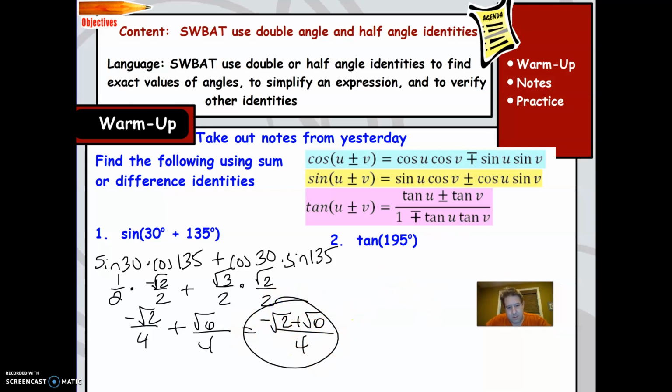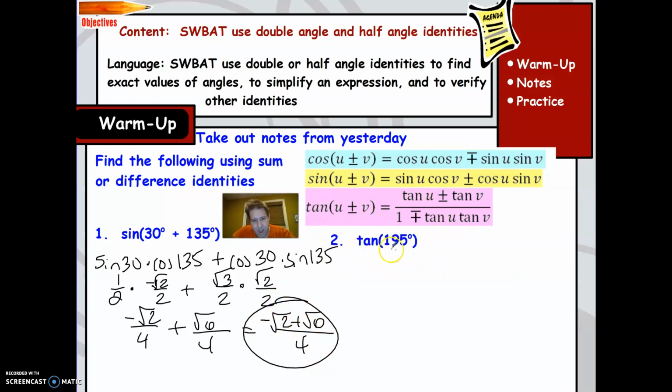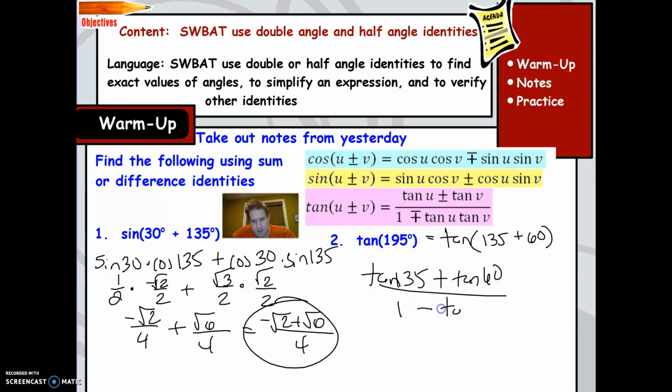All right, so if I go over here to tangent, let me move myself out of the way. Tangent of 195, I'm plugging it into here. Now keep in mind I need to separate this, sum or differences, so I need to find some sort of combination that's going to split to get this. And what I could do is change this to tan of 135 plus 60, because remember, 135 is really a 45-degree angle in the second quadrant, and that adds up to 195. So this becomes tangent of 135 plus tangent of 60 over 1 minus tangent of 135 times tangent of 60.